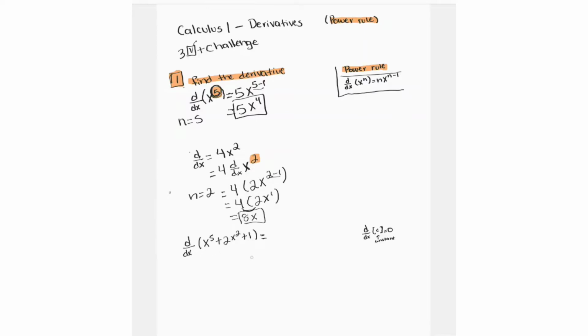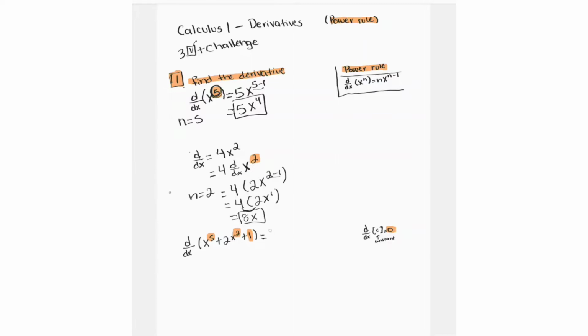Now let's do the last one. For the last one, we have to see the value of n for each term. For this one it's going to be 5, and for this one it's going to be 2. Also, when we have a constant, as we can see here, the constant is 1, the derivative of the constant is going to be 0. So now let's solve it.